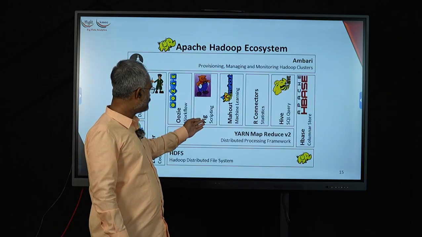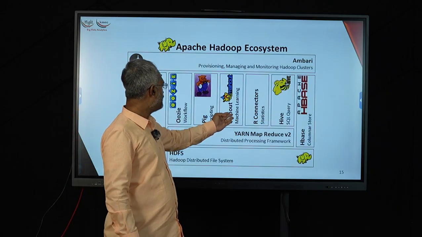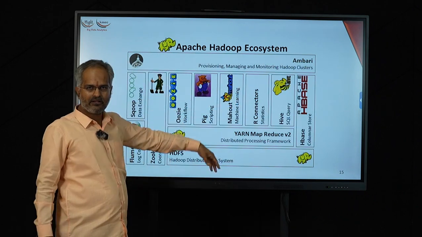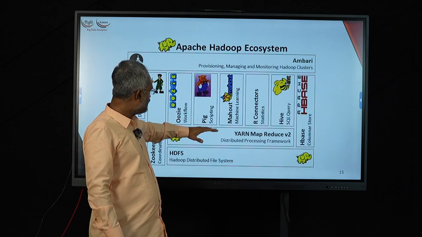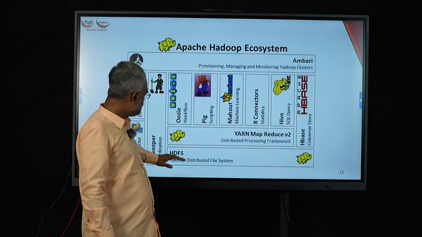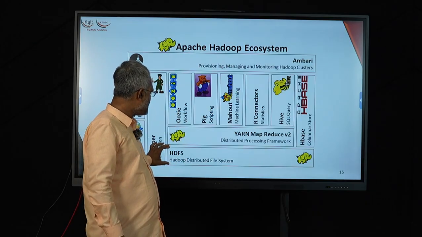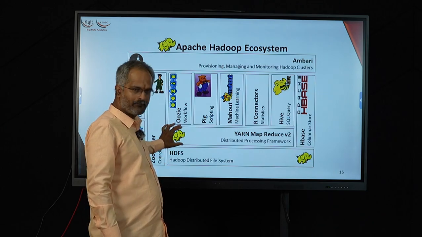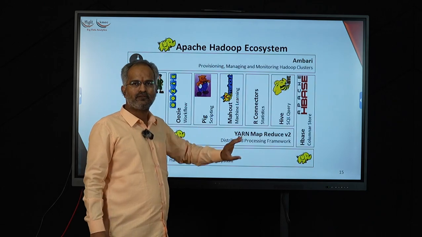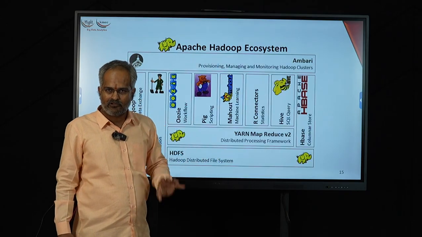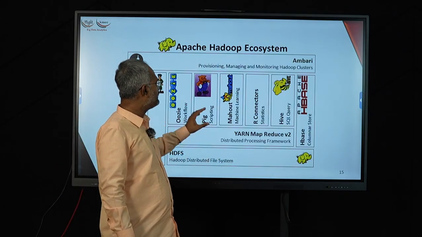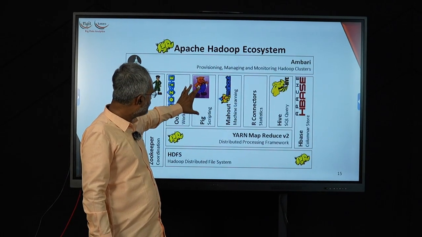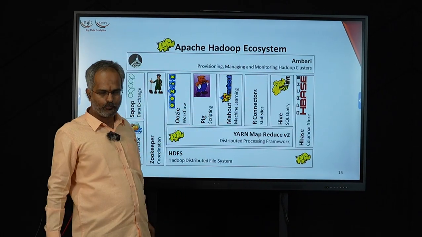Let us say, for example, see here Pig, Hive, Mahout, Oozie, R connectors, all these are developed on top of the MapReduce. So here the basic storage is by using the HDFS and the basic processing is by using the MapReduce. Since the MapReduce is a little complex for development, we are going with various tools developed on top of that, that is Pig, Hive and other components.